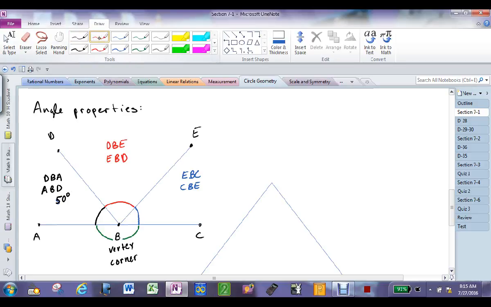Now I'm going to measure the middle angle. So I got to lay my protractor down along DB, and I'm going to measure that. And it, for me, is 85 degrees. Yeah? And then, of course, obviously, I'm going to measure the third one. And it is 45 degrees. That's it?